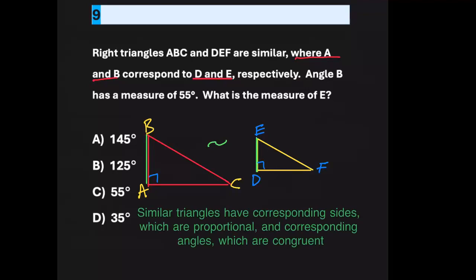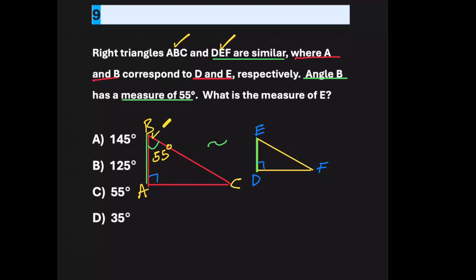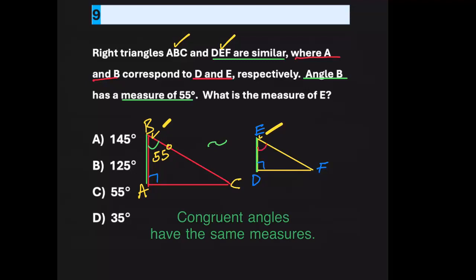So when you have similar triangles, the triangles may not be the same size, but the corresponding angles are congruent, which means the corresponding angles are the same. So angle B, which is this one, has the measure of 55 degrees. So angle B is 55. Angle B, which is in the middle, corresponds to E, which is in the same location. So this angle corresponds to this angle, and it has the same measure. Therefore, this angle is also 55 degrees, and the answer is right here. So let's go to the next question.